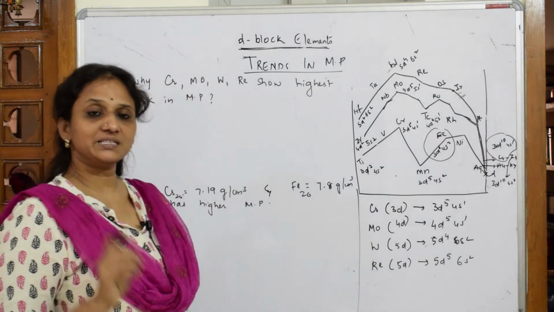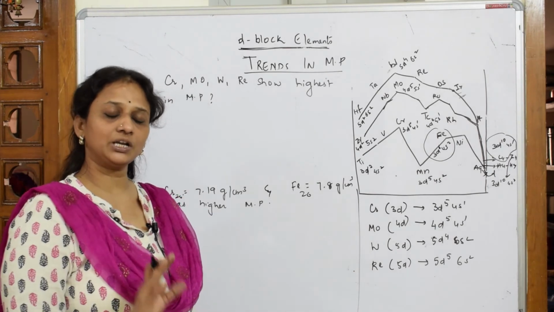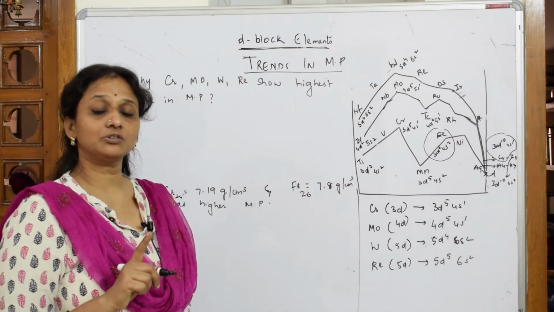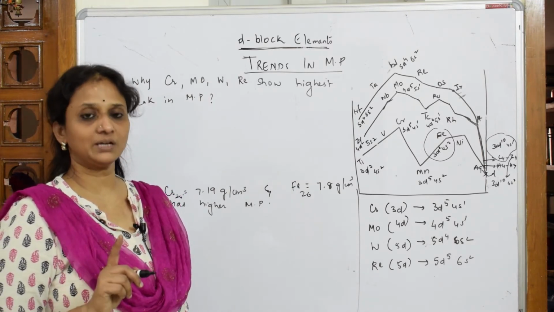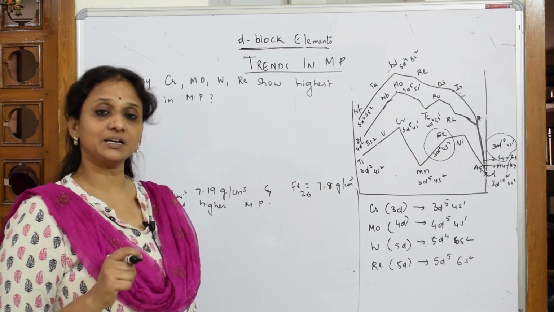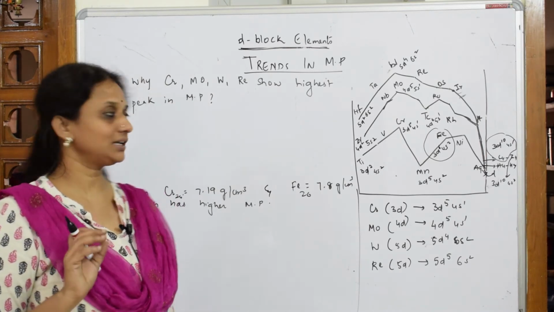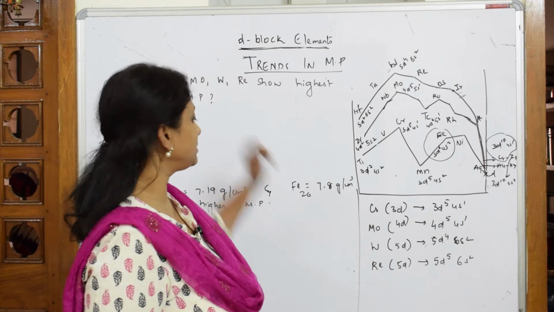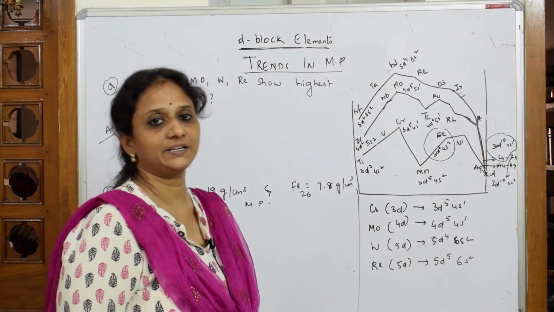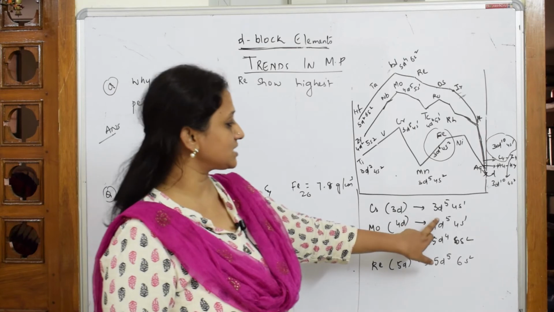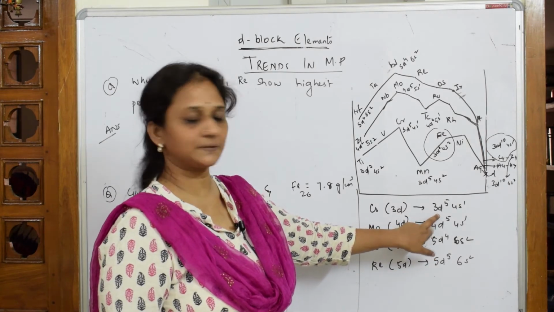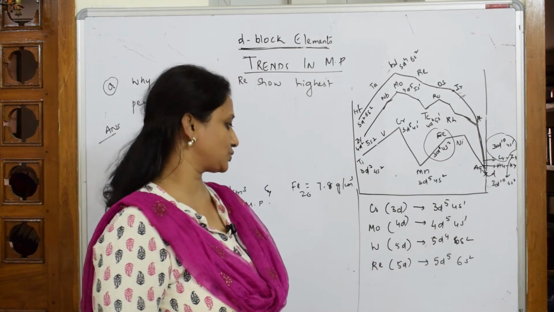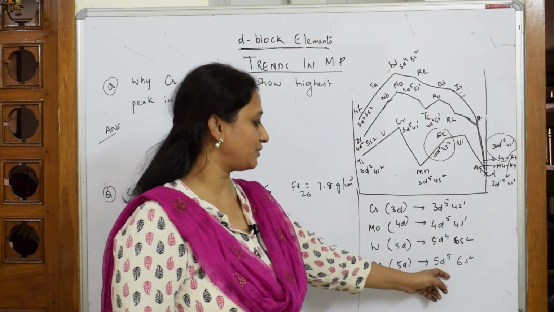What did I say? Whenever they're asking about the melting point, you have to concentrate only on the number of unpaired electrons. The more the number of unpaired electrons, the higher the melting point. Point number one. The fewer the unpaired electrons or the more stable the configuration, the lower the melting point. Chromium belongs to the 3d series, molybdenum belongs to 4d and tungsten belongs to 5d. In the 3d series, observe 3d5 4s1, then 4d5 5s1, then 5d4 6s2. And this one, Re, is 5d5 6s2.